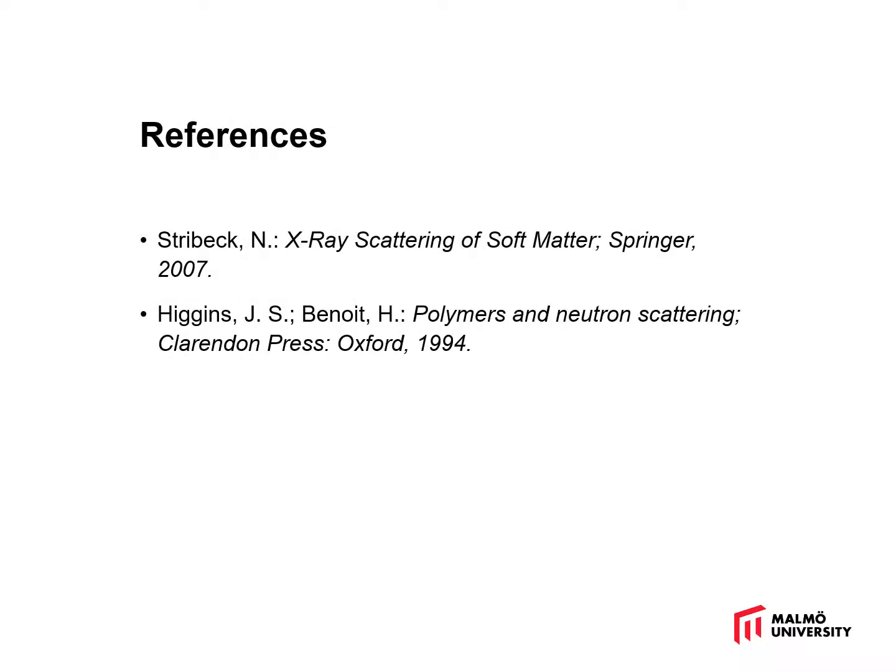I'll recommend a couple of textbooks that I think have some emphasis on instrumentation, particularly Norbert Stribeck's book on X-ray scattering of soft matter, which has some very useful and good practical advice on how to, in particular, do a good synchrotron X-ray experiment. But the book on neutron scattering in polymers, even if polymers aren't your thing, is really quite useful as well and has many useful observations in it.